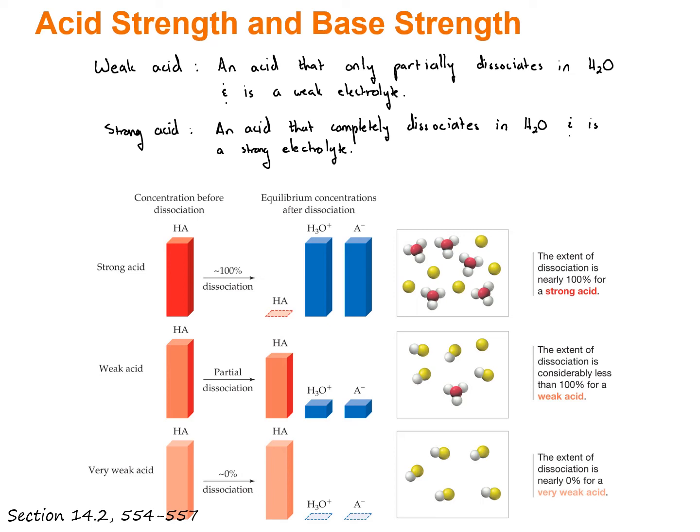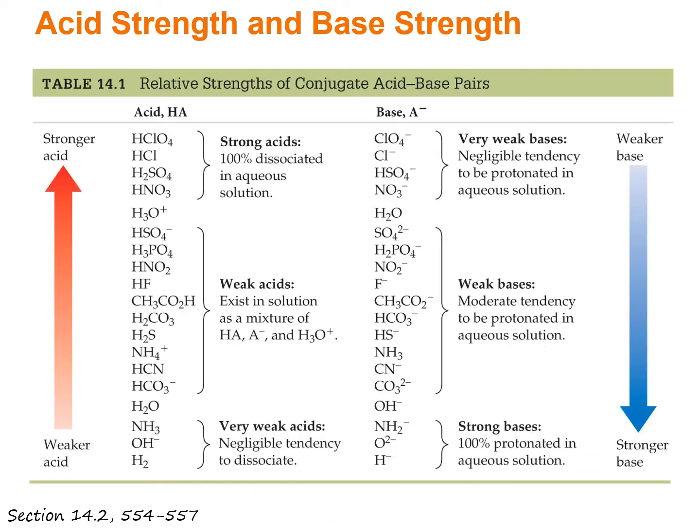So in that case, if you had 3 moles of the strong acid you put in water, you'd expect to get 3 moles of A minus and 3 moles of H3O plus because it's going to completely dissociate. If I put 3 moles of that weak acid in a solution, I don't expect to get much hydronium ion or A minus. I'm probably going to have very close to 3 moles, maybe 2.8, 2.7 moles of HA in solution afterwards.